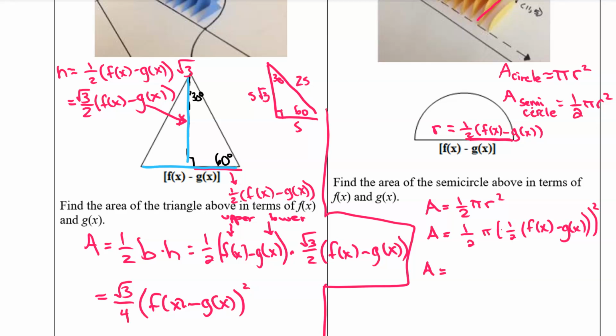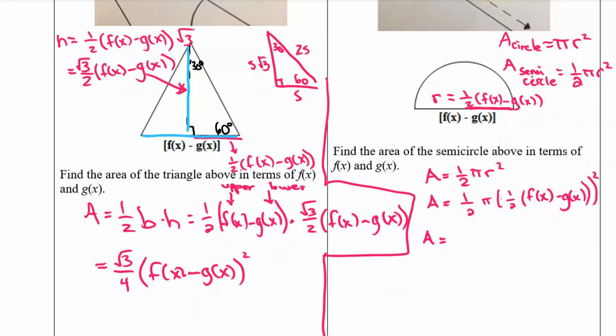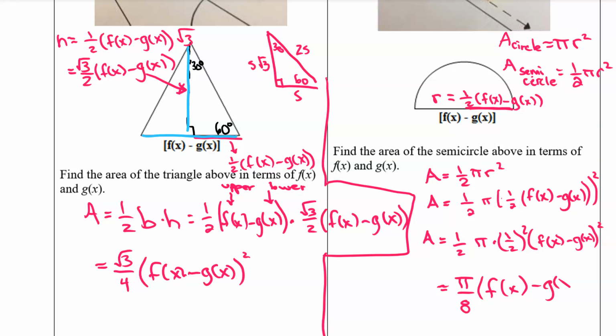And then if we keep working it down, right, we can apply that square to each thing inside of our parentheses. So I've got half pi times 1/2 squared times f of x minus g of x squared. So 1/2 squared is 1/4 times 1/2 is 1/8. So I've got pi over 8 times the difference of my curves squared.